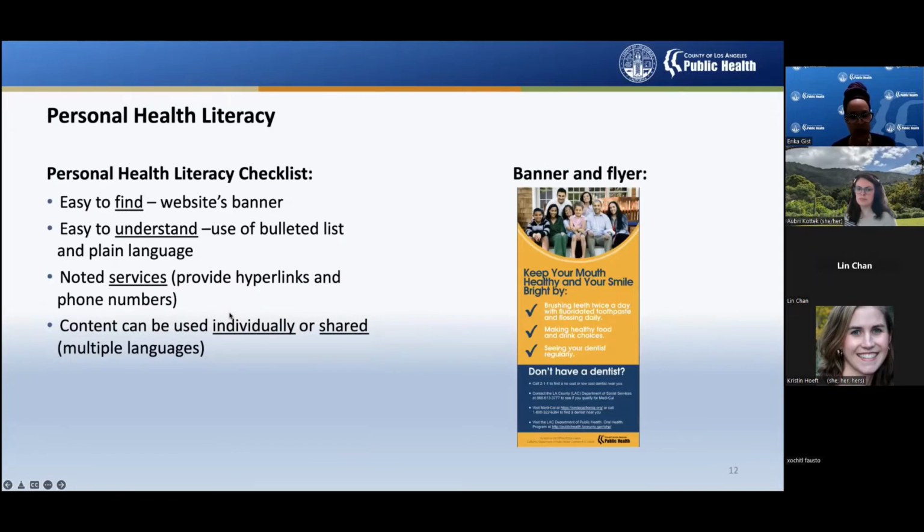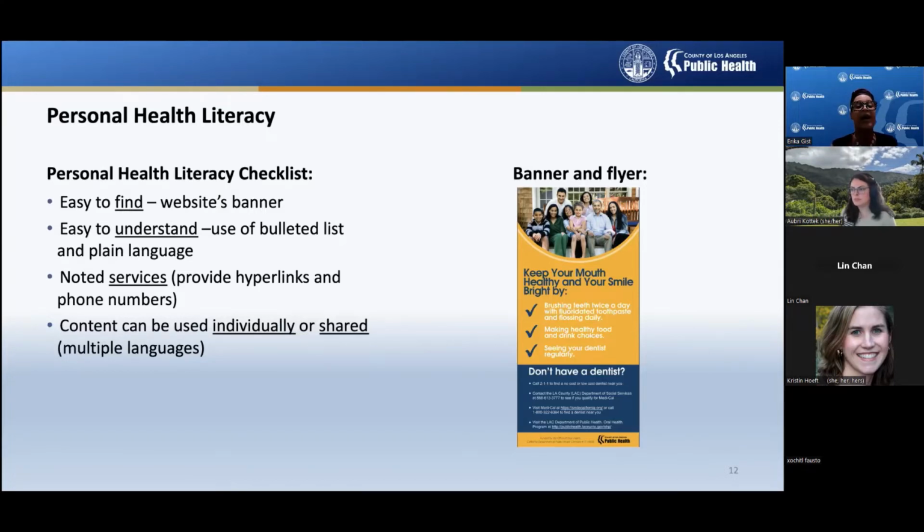Personal health literacy also is something that's being incorporated. Personal health literacy, of course, is the degree to which individuals have the ability to find, understand, and use information and services to inform health-related decisions and actions for themselves as well as others.